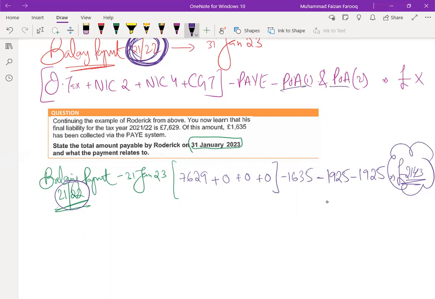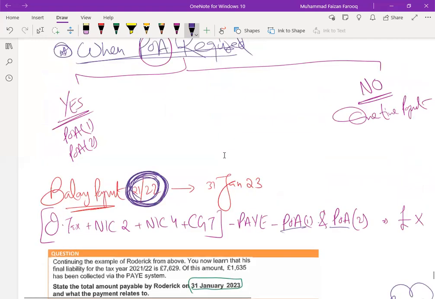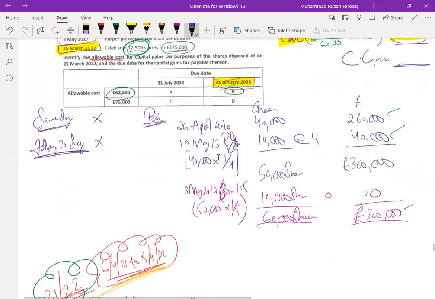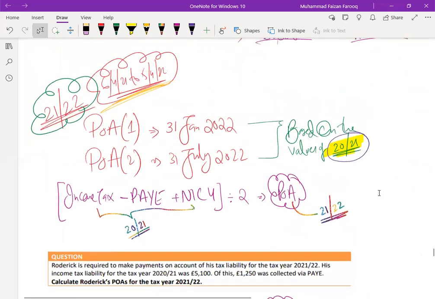No, no question. The requirement, can you read the requirement and tell me is he asking you about the balancing payment, or is he just asking you about the amounts payable on this particular date? Is the amount payable on this date, 31st January 23? Okay, we have a balancing payment date. But do we have a POA date on the same date or no?